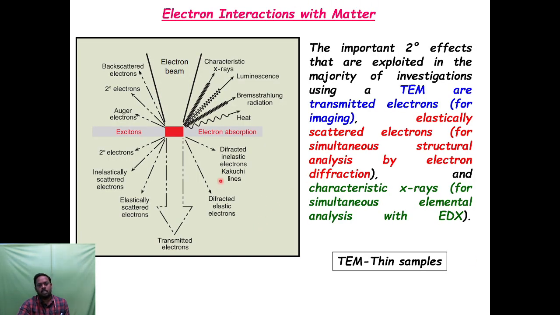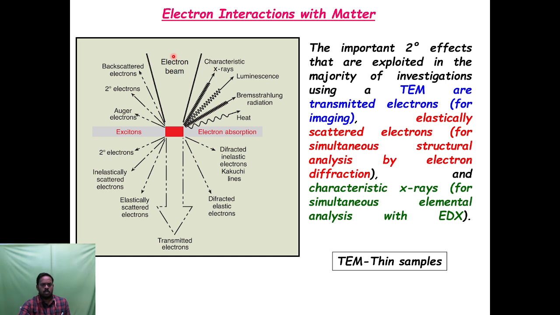When we use a thin sample, one can expect transmitted electrons. These electrons will be detected using the transmission electron microscope. Along with the transmitted electrons, other electrons are also emitted: inelastically scattered electrons, elastically scattered electrons, diffracted elastic electrons, and characteristic X-rays. These will be used for indexing crystal planes using selected area electron diffraction. These are the other secondary processes.